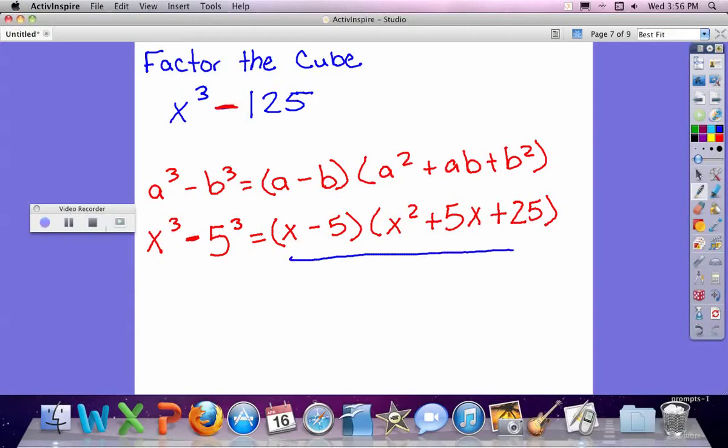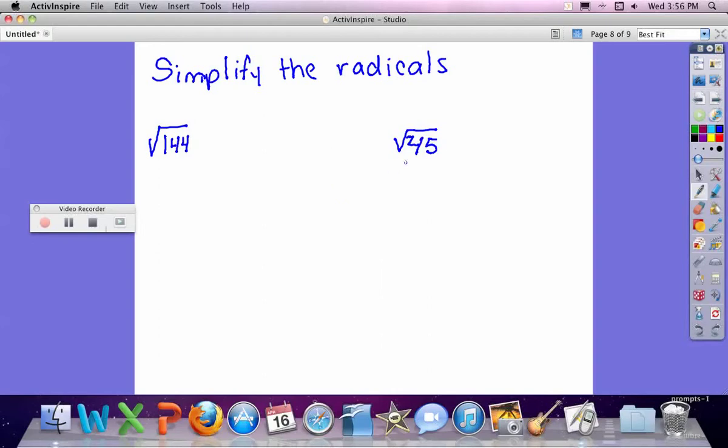Now we're going to practice simplifying radicals. Here I have the square root of 144. I know this is a perfect square, and you guys should too. We've been practicing perfect squares. 12 times 12 is 144, so I know the square root of 144 is 12.